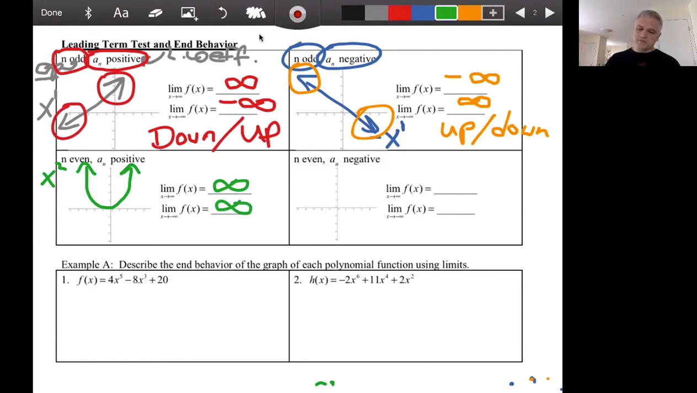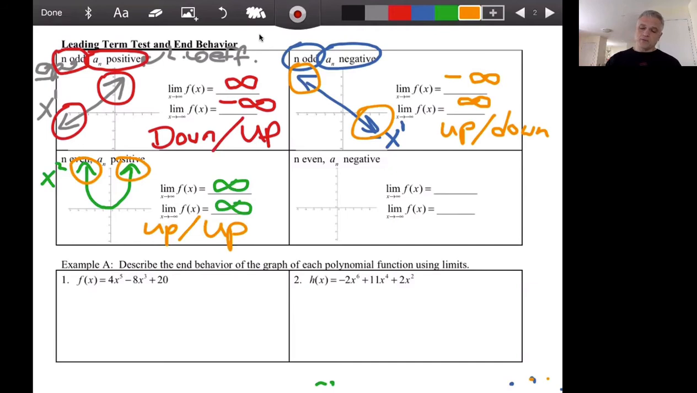And that tells me that if I have an even degree polynomial with a positive coefficient, I'm going to have an up-up graph. Because to the left, the end behavior says it's going up. And to the right, the end behavior says it's going up, to infinity both ways.